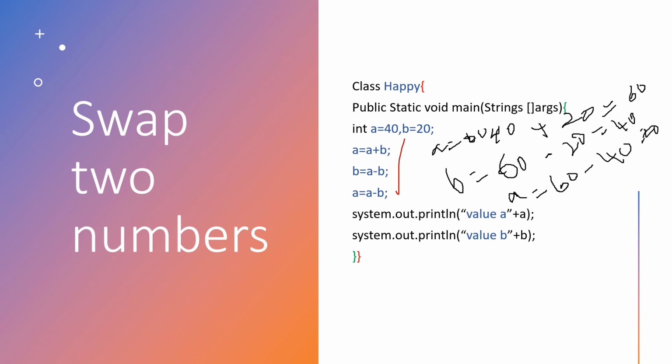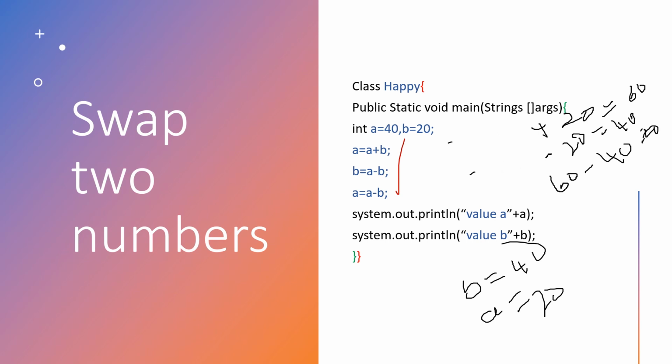So now what happened? B is equal to 40 happened here, and A is equal to 20 happened here. So the swap has been completed. Normally it was given 40 and 20, and it changed to 20 and 40. So swapping has been completed. This logic has been completed.